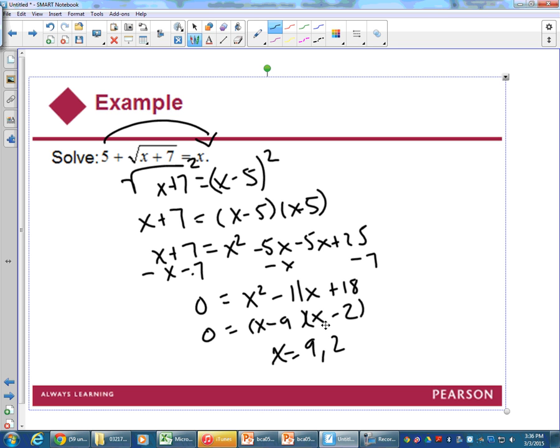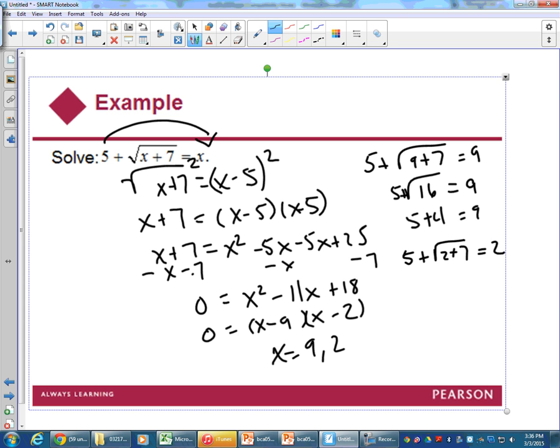And if x is 9, let's check and make sure these will work. So 5 plus the square root of 9 plus 7 equals 9. So that's 5 plus the square root of 16. 5 plus the square root of 16 equals 9. 5 plus 4 does equal 9. So 9 works. What about 2? 5 plus the square root of 2 plus 7 equals 2. Well, it's not going to equal 2 because 5 plus something else that's a positive number won't equal 2. So my only answer that's going to work is 9.